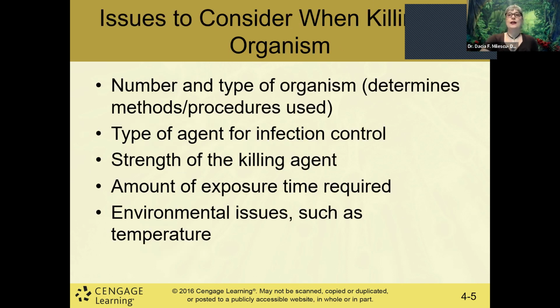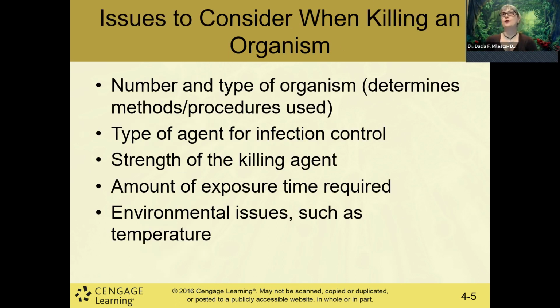So what issues do we have, and what issues do we consider when killing an organism? We want to focus on A, the type of organism that we are hitting, and how do we hit it, because some organisms have spores. So you're going to obviously have to penetrate that spore to be able to kill it, right? So definitely the type of organism, the number of organisms, okay? And of course, the type of agent that we're using for infectious control, okay? The strength of the killing agent is also important.